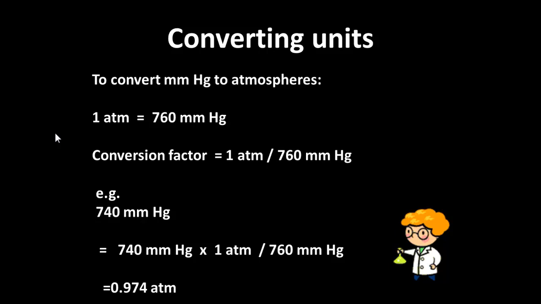Now, what happens if you want to convert millimeters of mercury to atmospheres? Well, 1 atmosphere is equal to 760 millimeters of mercury. So the conversion factor is 1 atmosphere over 760 millimeters of mercury.